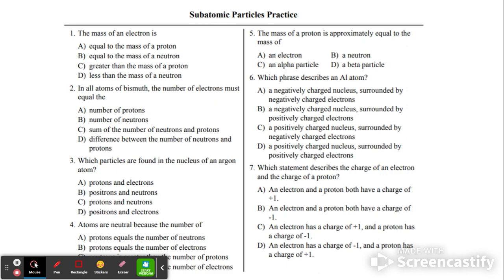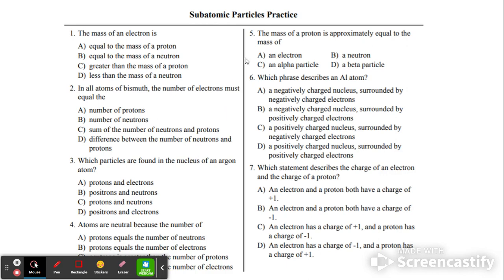Question 3. Which particles are found in the nucleus of an argon atom? The particles found in the nucleus of all atoms are protons and neutrons. Thus the answer is C for question 3. Question 4. The atoms are neutral because the number of protons must equal the number of electrons. The answer to question 4 is B.